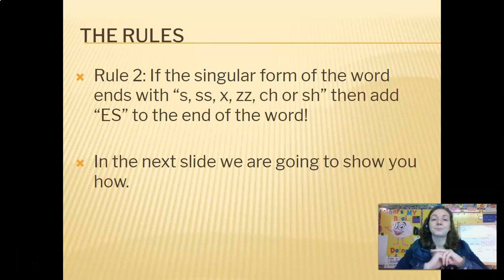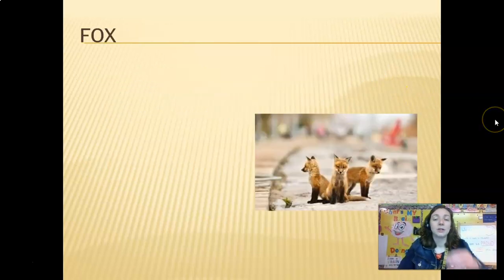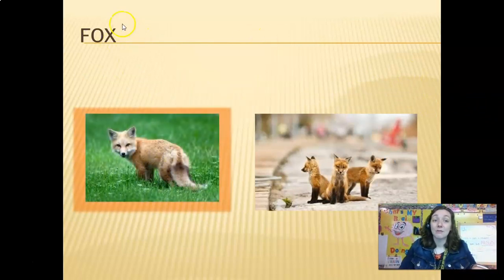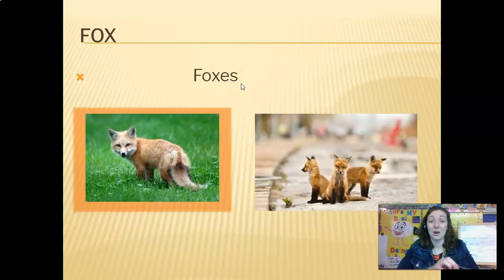Another rule is if the singular form of the word already ends with an S or two S's, an X, two Z's, CH, or SH, and again, don't worry about remembering these, we'll continue to work with them, but you're going to have to add an ES. So S, SS, X, ZZ, CH, or SH, you have to add an ES. Let's go over how we would do that. So for example, if I have fox, it ends in that X, so I have to add ES, foxes. Because you can't just add an S, that would look silly and it'd be hard to say. So foxes. So you have more than one.